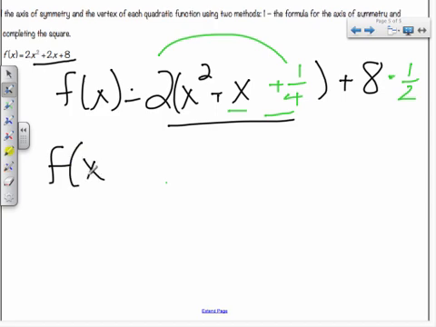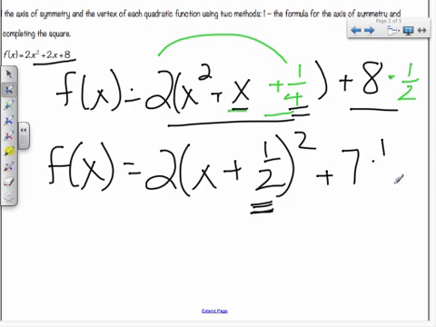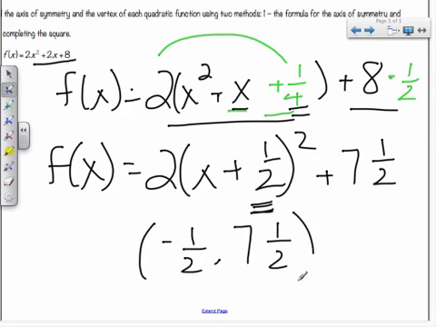So I can say f of x equals 2 times x plus 1/2 squared. Remember, this 1/2, when I square it, gives me 1/4, and when I double it, gives me 1/2. And then combine your like terms right here, and you get 7.5. It's now in vertex form, which means that my vertex is negative 1/2, 7.5, just like we figured out the other way. So you can use both methods to find your vertex, and we can say that this right here is, again, a minimum because the A value is positive.